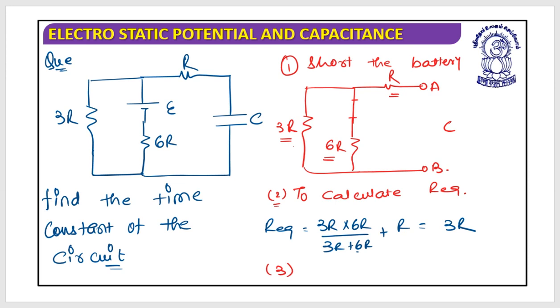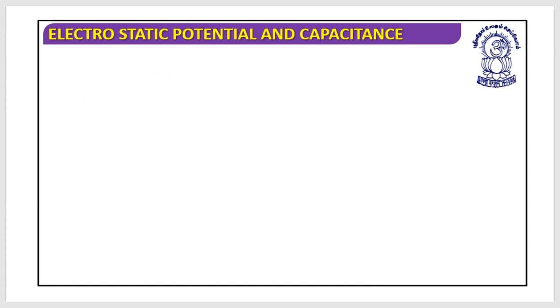And the third step, tau equals R equivalent multiplied by C. It's 3R multiplied by the value of the capacitor. It's 3R into C. That's it. You did it. Great job. Is it clear? So can you do this? Let's have a look.